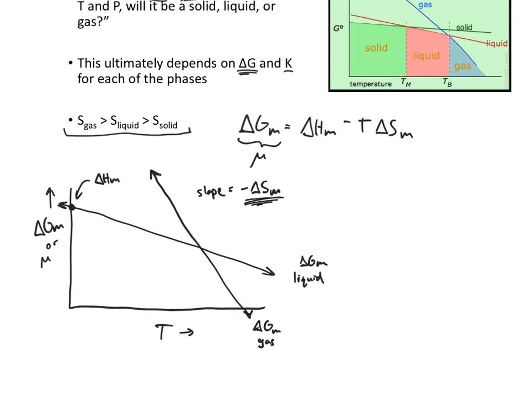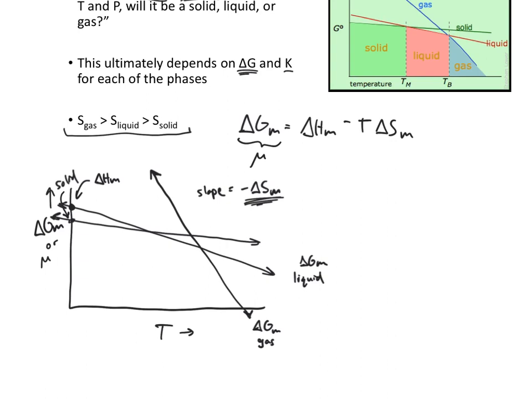And then we need our last phase, which is going to be the solid phase. And I'm just going to draw it like this. That's going to have the shallowest slope of all because the delta SM, the entropy, is the smallest for the solid. And it's going to have a lower delta HM at this particular pressure. So, I need to label this one, solid, right there.